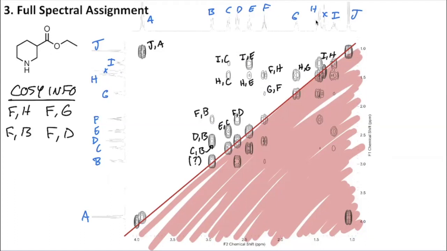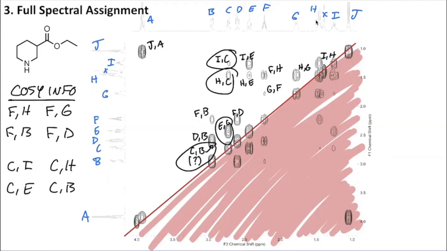And here I'm labeling them as kind of coordinate pairs. You may notice that I inverted the coordinate pair there. It doesn't matter because coupling is a two-way street, so it's F to G or G to F, doesn't matter. And then for C, let's look at what we got here. We've got IC, HC, EC, and we said maybe a C to B here, but that was kind of a question mark. So let's write all of those down and then take them up to our 1D spectra and look at them.